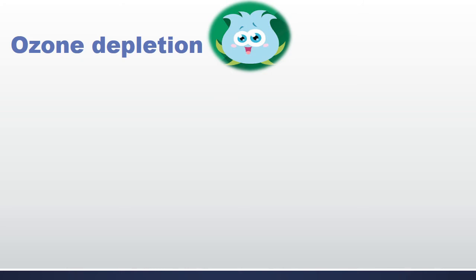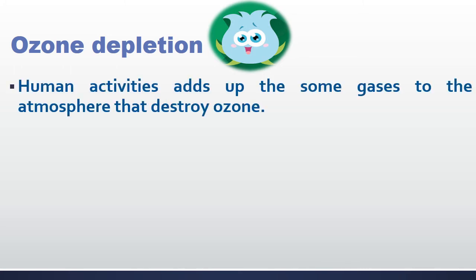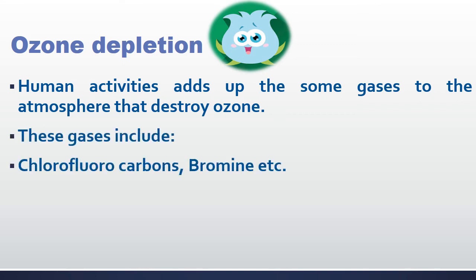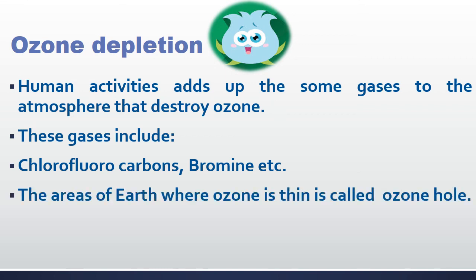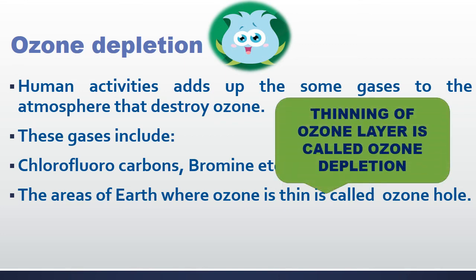Well, do you know what is ozone depletion? Ozone depletion means destruction of ozone molecules in atmosphere. Human activities add some gases to atmosphere that destroy ozone. These gases include chlorofluorocarbons, bromines, and some other gases. The areas of the earth where ozone is thin is called ozone hole. This thinning of ozone layer is called ozone depletion. Let's see a video to know how this hole appears in ozone layer.